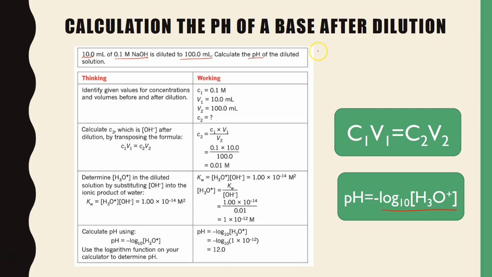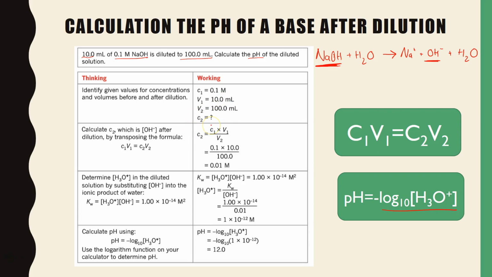Because if a solution of sodium hydroxide is added to water, it's a strong base, so we're going to form sodium ions, we're going to form hydroxide ions, and we'll also have water here. So sodium hydroxide breaks up, and we have the same concentration of sodium hydroxide as we do hydroxide ions. But when we dilute the solution, we started with 0.1 molar sodium hydroxide, we finished with 100 mL, and we began with 10 mL.